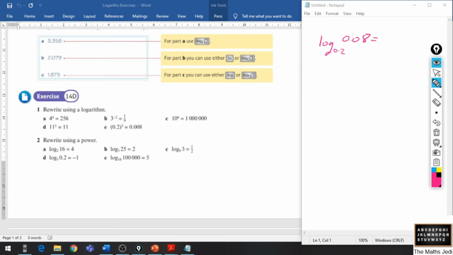And the power was 3. So this is just another form of this. Again, going the other way, we've got part C here. We've got the base of 9. The outcome is 3 and the power was a half. So 9 raised to the half is 3. We know that, of course.